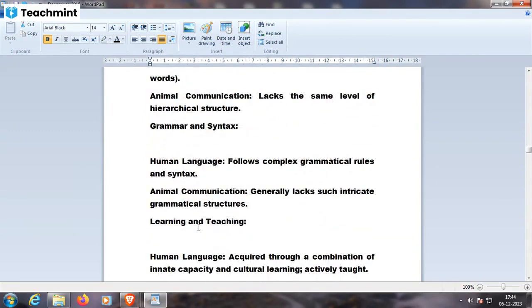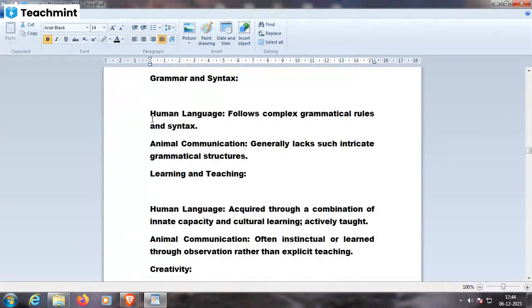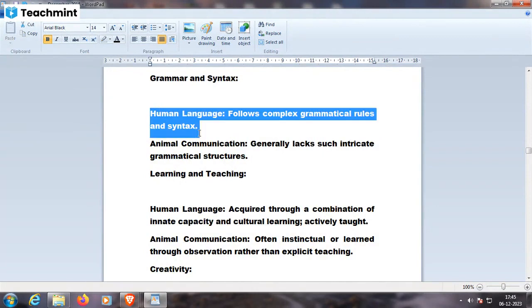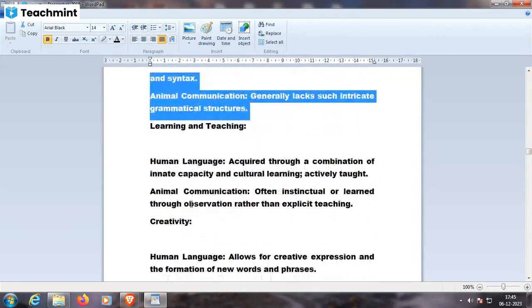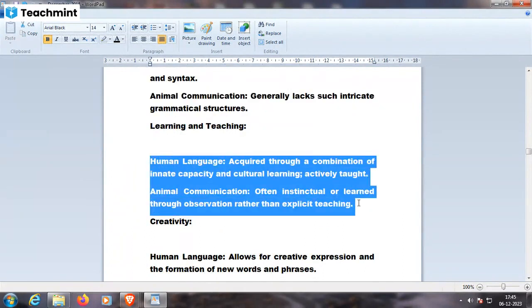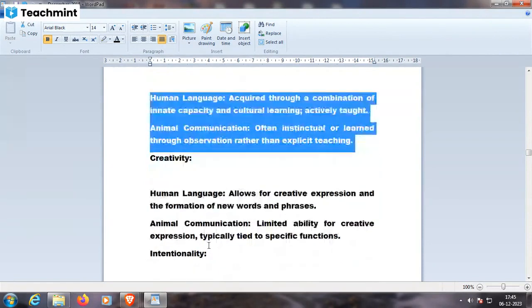Grammar and syntax: human beings strictly follow grammar and syntax. Animal communication lacks such intricate grammatical structure. How will they know grammar? They have not been taught grammar to speak in grammatical language. Learning and teaching: this is the quality of human language, but not the quality of animals. So you have to be careful about this point also.